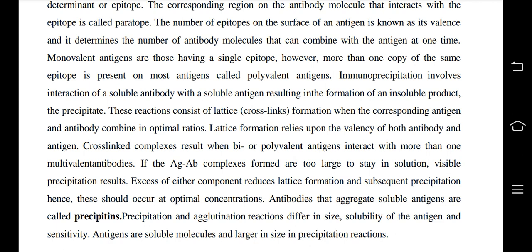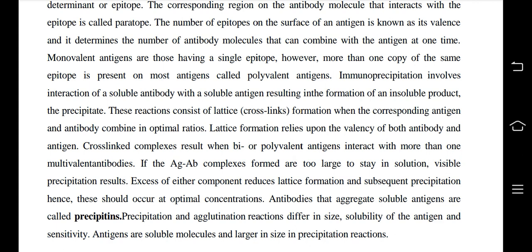So, immunoprecipitation involves interaction of a soluble antibody with a soluble antigen, resulting in the formation of an insoluble product, the precipitate. These reactions consist of lattice cross-link formation when the corresponding antigen and antibody combine in optimal ratios. Lattice formation relies upon the valency of both antibody and antigen. Cross-linked complexes result when bi or polyvalent antigens interact with more than one multivalent antibody. If the Ag-Ab complexes formed are too large to stay in solution, visible precipitation results.